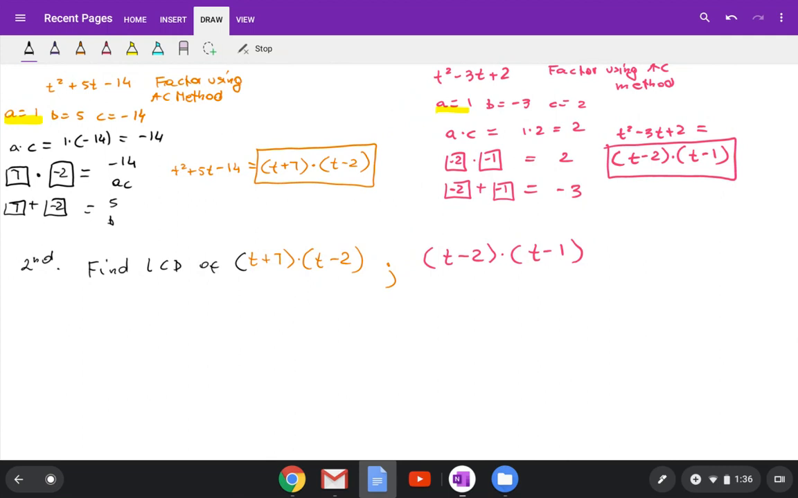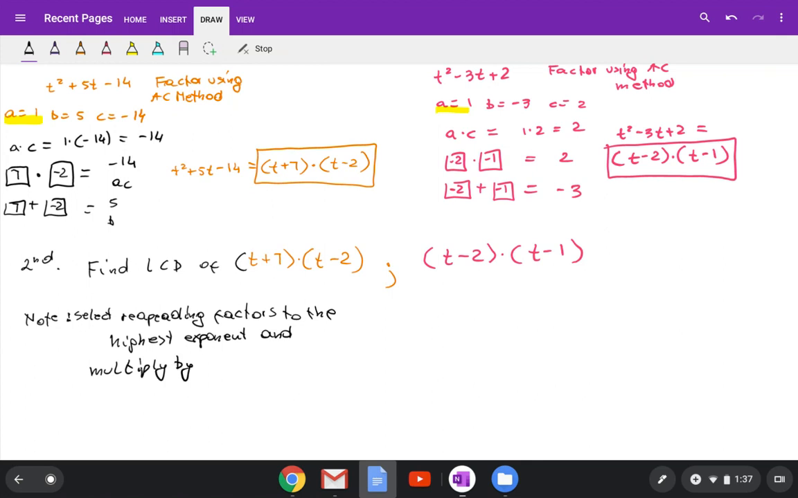Okay, so note: select repeating factors to the highest exponent and multiply by the remaining unique factors.